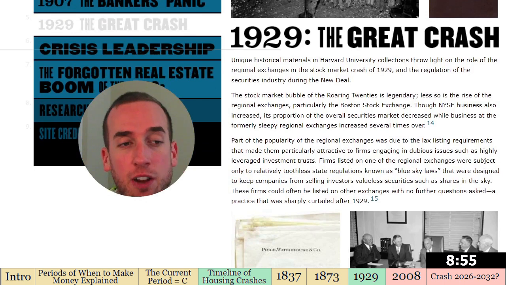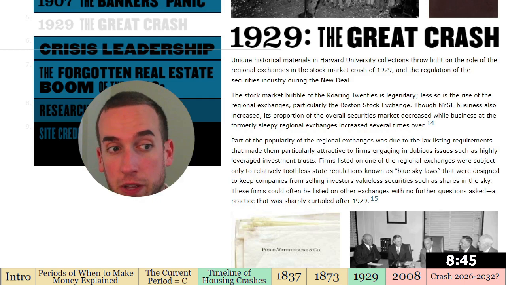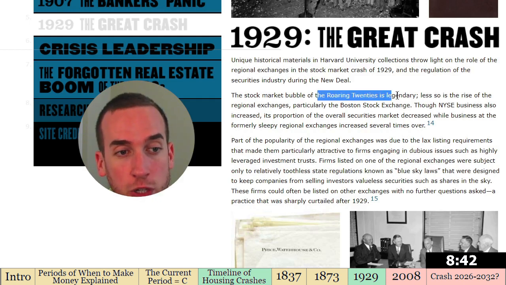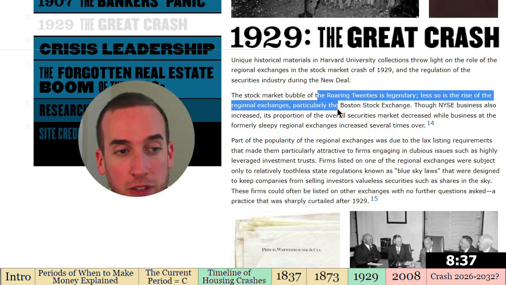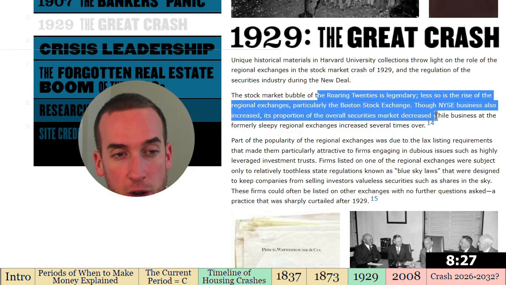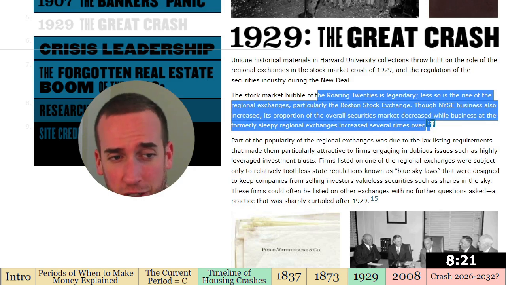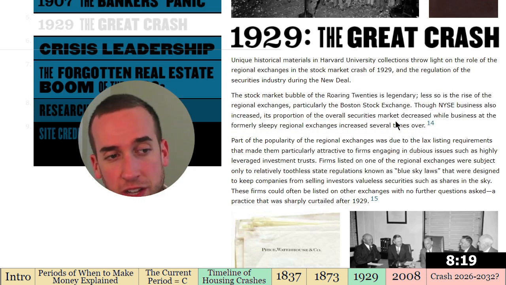Unique historical materials in Harvard University collections throw light on the role of the regional exchanges in the stock market crash of 1929 and the regulation of the securities industry during the New Deal. The stock market bubble of the Roaring Twenties is legendary. Less so is the rise of the regional exchanges, particularly the Boston Stock Exchange. Though New York Stock Exchange business also increased its proportion of the overall securities market, it decreased while business at the formerly sleepy regional exchanges increased several times over. It's a weird sentence.